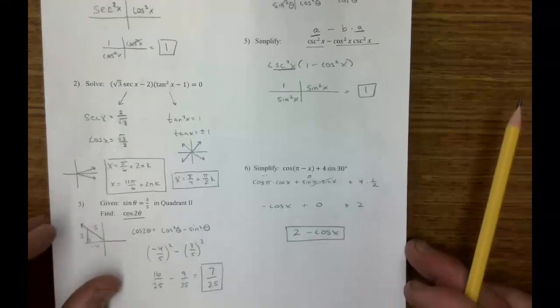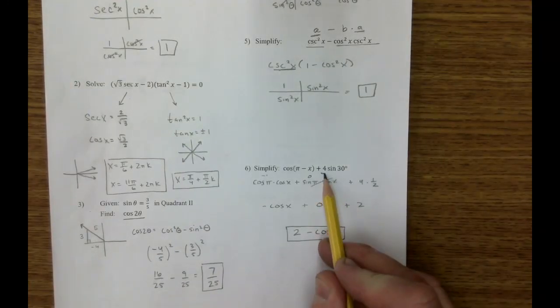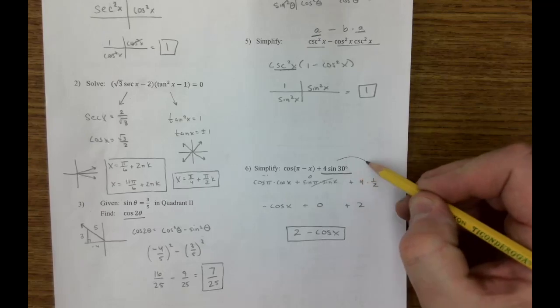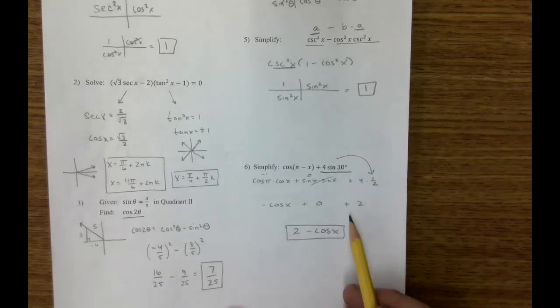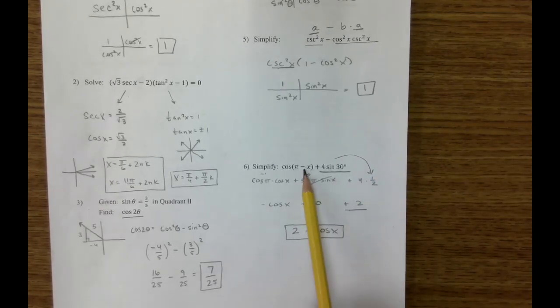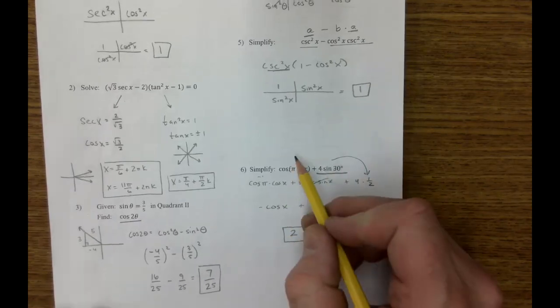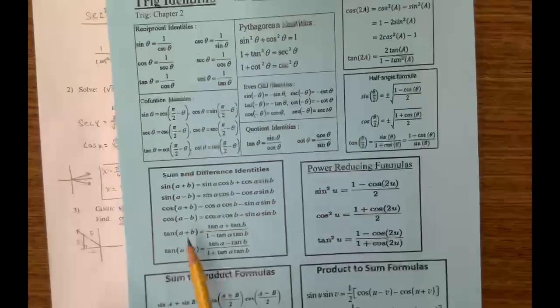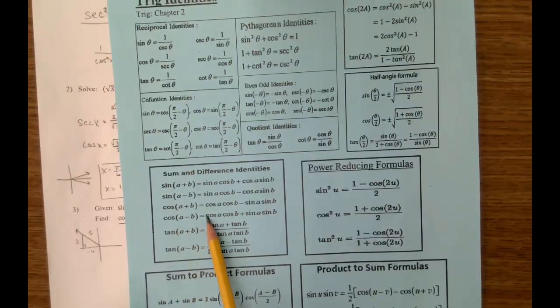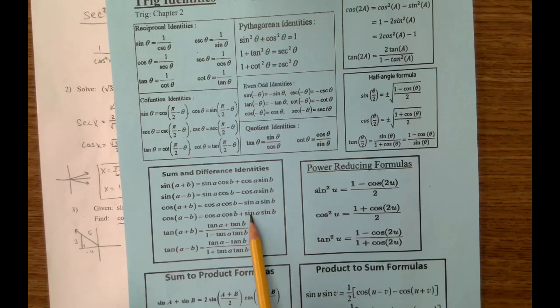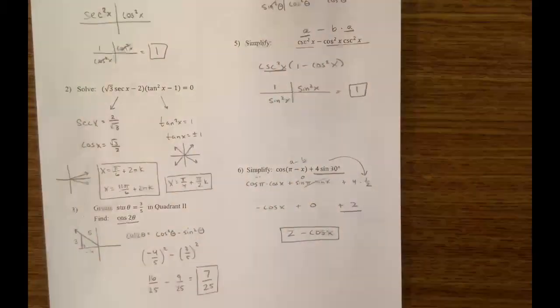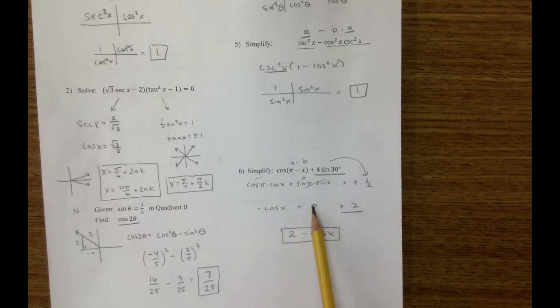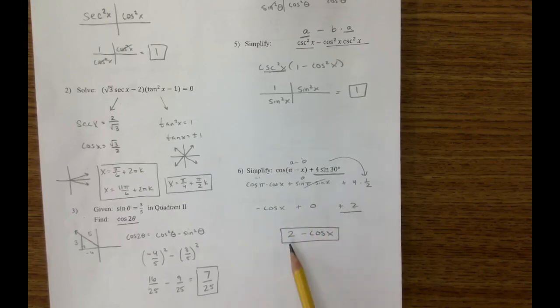On the next one, number 6, this last part's easy to do because the sine of 30 degrees is 1/2. 4 times half is 2. But what am I going to do with this? Well, that's cosine of A minus B. And I'm going to use this formula here. Cosine of A minus B: cosine A, cosine B, plus sine A, sine B. Write it down there. Then you do all those parts. It comes out to negative cosine plus 2, or plus 0 plus 2. I put the 2 at the front, subtracted the cosine.